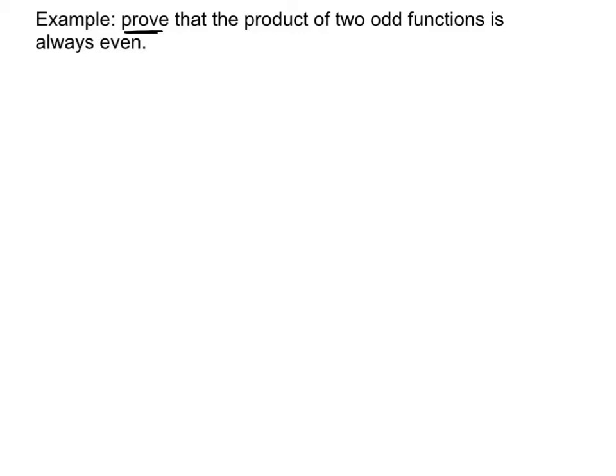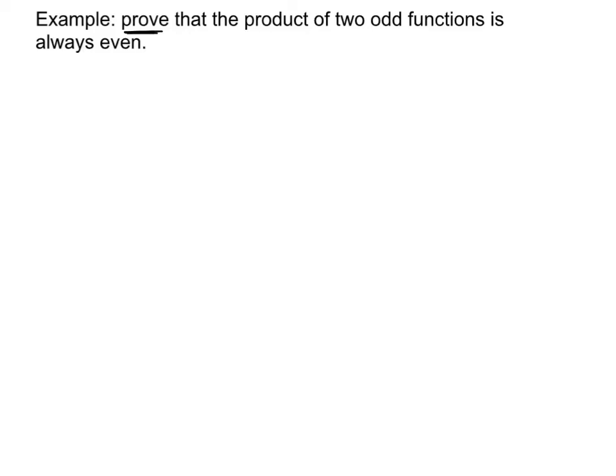To prove this, we're effectively going to need to show that every single time you multiply two odd functions together, you will always get an even function. Now you can't just do an example. You can't just go like, oh, well, I choose x cubed and sine x. That would show that those two odd functions make an even function. We need to show that every two odd functions will give you an even function.